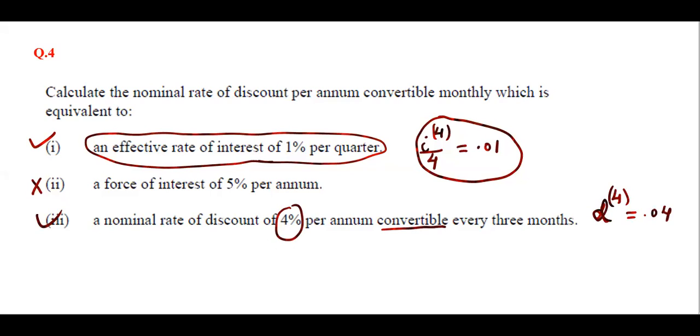Discount rate. We'll do it later. The nominal rate of discount per annum convertible monthly. That means D12 you need to find. Now you need to establish the connection. That's all. Connection between this and this, connection between this and this. It doesn't matter whether I4 is given or I4 by 4 is given. Ultimately, you need to find D12. Where you need to put it, in the numerator or in the whole, that's what matters.